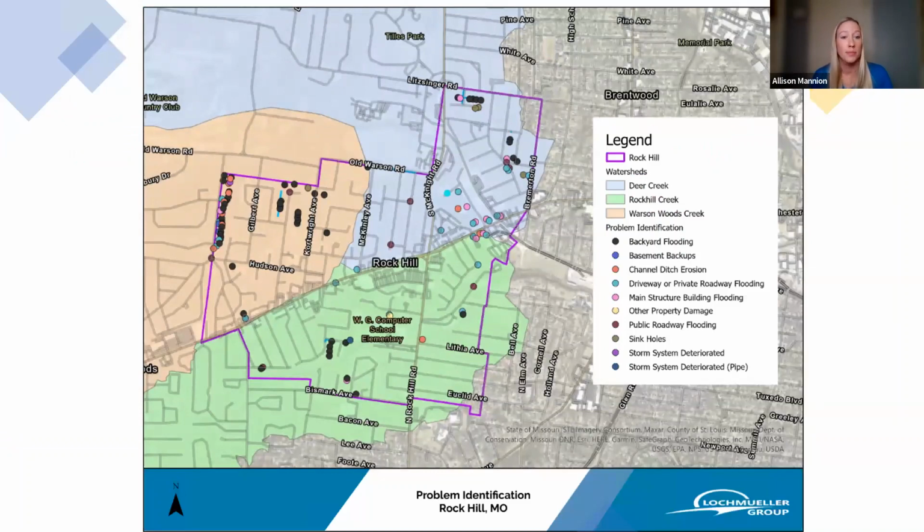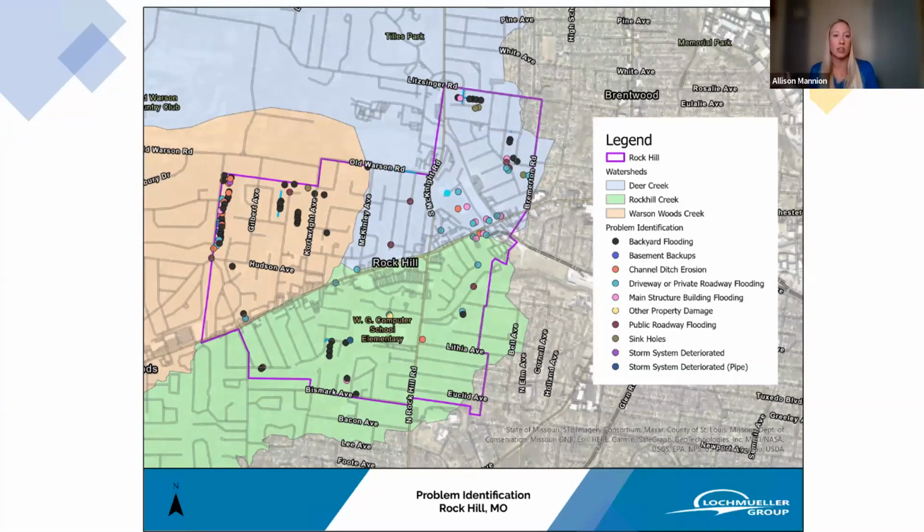And so then we moved on to the problem identification phase, actually going out into the field and seeing what issues were occurring. Each of these colored circles is a data point that was collected out in the field. It's zoomed out so we can see the entire city, so it's hard to see; there are a lot of overlapping points, but the colors correspond with the issues we saw out in the city. Some of those problems were backyard flooding, basement backups, channel ditch erosion, driveway, private roadway or parking lot flooding, main structure flooding, so like house flooding, any other general property damage occurring due to stormwater, public roadway flooding, sinkholes, and storm system deterioration. We were also taking photos that are attached to these data points, and collecting any applicable information while we were out in the field.